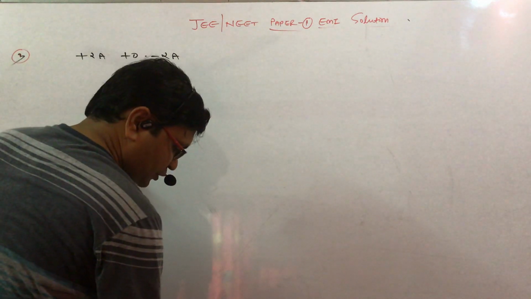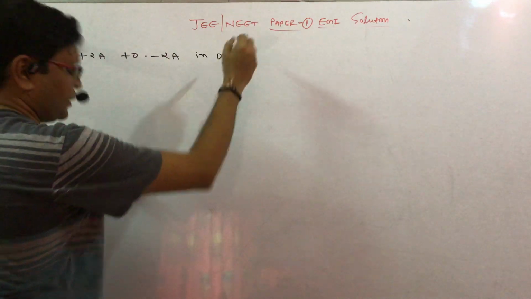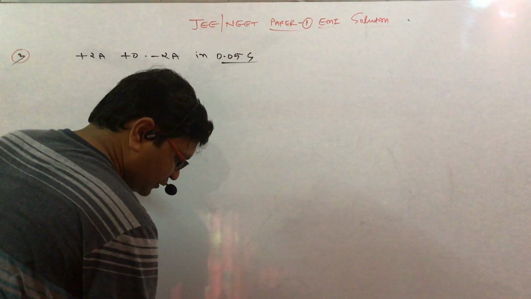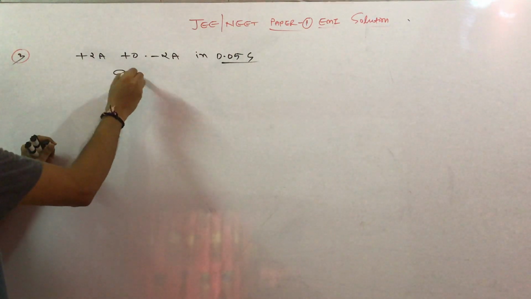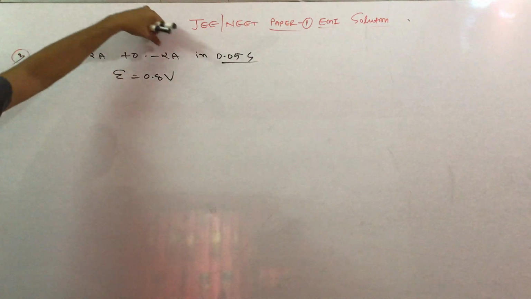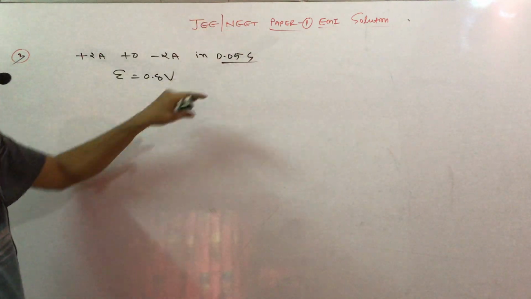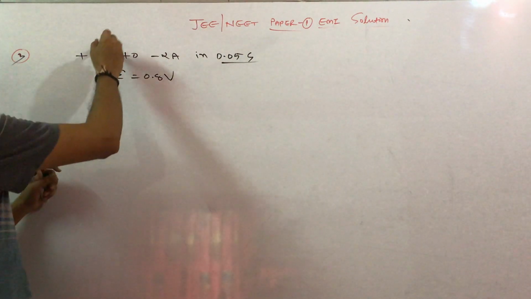Plus 2 ampere to minus 2 ampere in 0.05 second. An induced EMF of 0.8 volt is generated because of change in current from plus 2 ampere to minus 2 ampere. In this time duration, induced EMF is produced. It is obviously because of change in current.